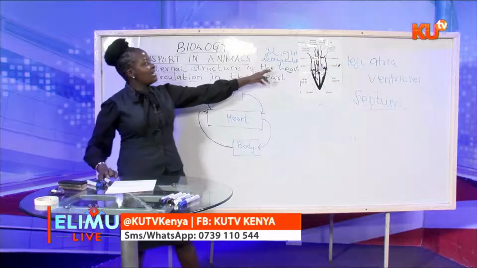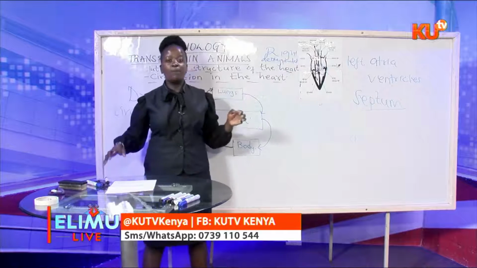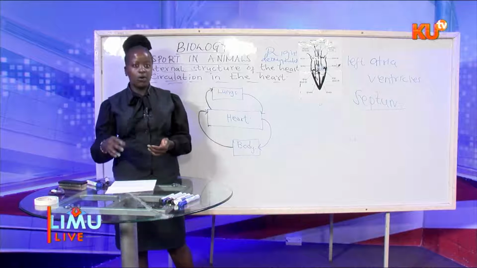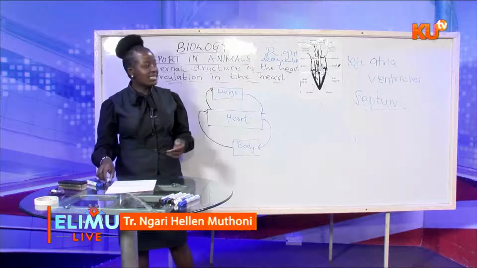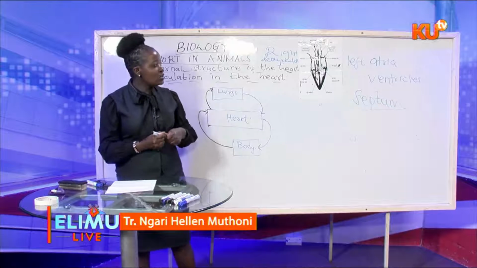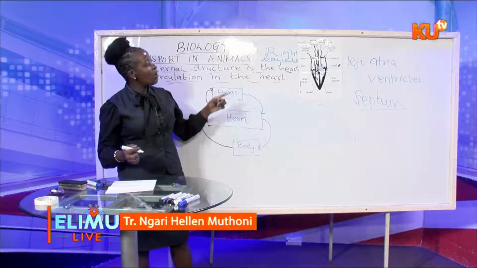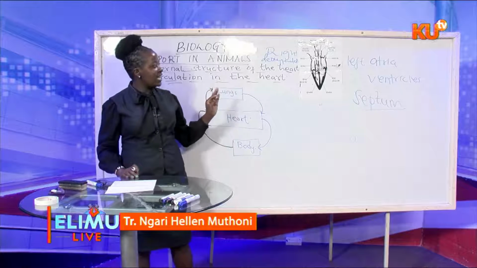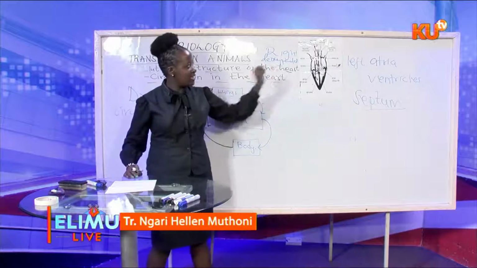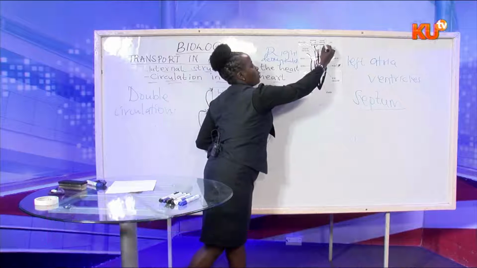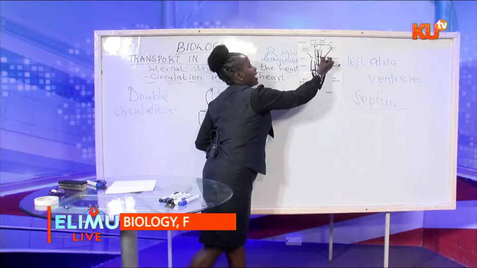And the blood that will leave the lungs will now be rich in oxygen. It will contain a lot of oxygen. So this blood from the lungs will pass through a vessel that is called the pulmonary vein. And the pulmonary vein is towards the left side. So from the lungs, the arrow goes to the pulmonary vein.